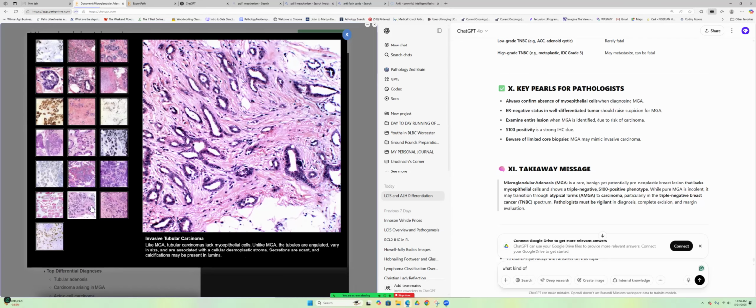Tubular carcinoma is angulated. Secretions are absent. Can you say how angulated they are? Tubular carcinoma is very angulated, and they are in desmoplastic stroma, unlike microglandular adenosis floating freely in fat.